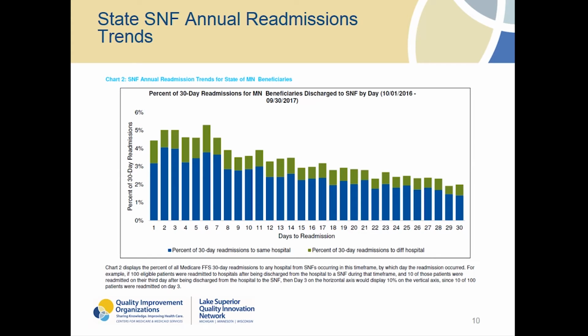This next page shows a picture of readmissions by day for the state for the year of data shown at the top of the chart. In this time period, you'll see that 4.5% of readmissions happen on day 1. Of those readmissions, most are back to the same hospital, shown in blue, but some are to a different hospital, shown in green. And 5% of readmissions happen on day 2. This goes all the way through 30 days.